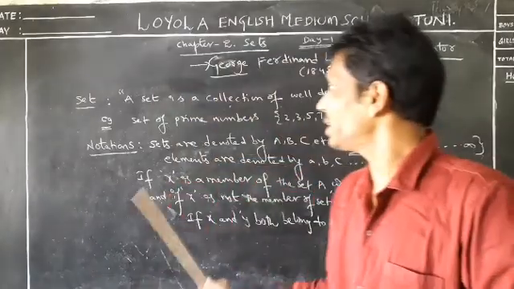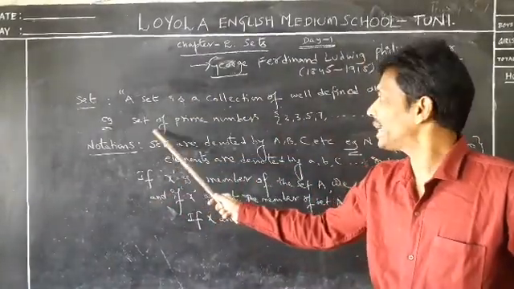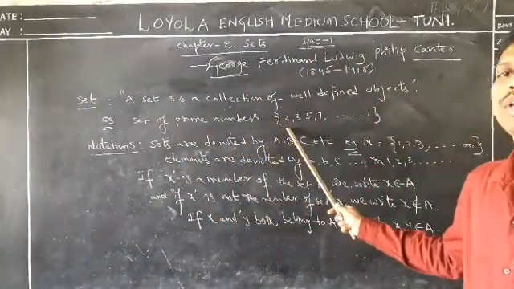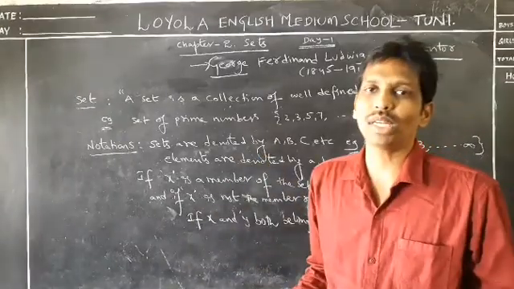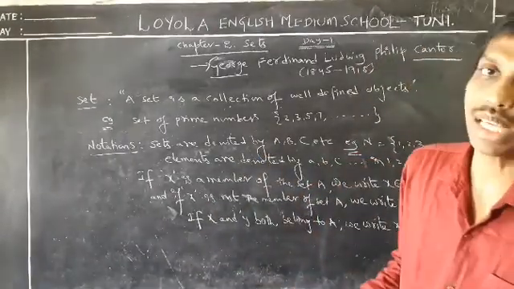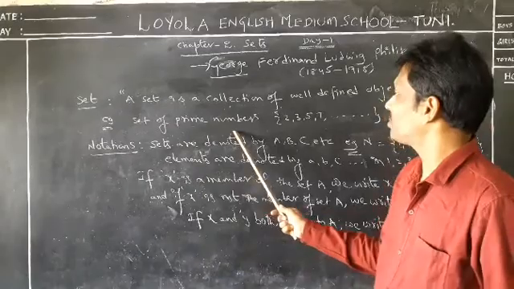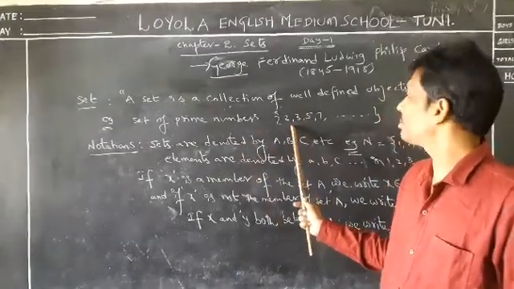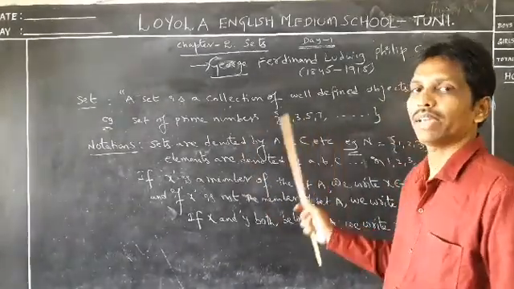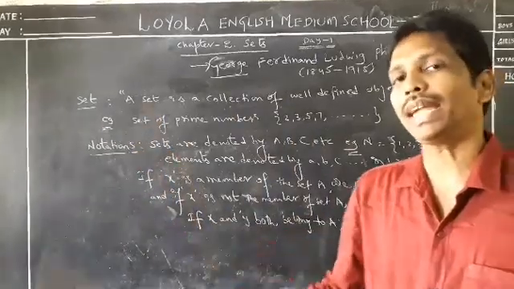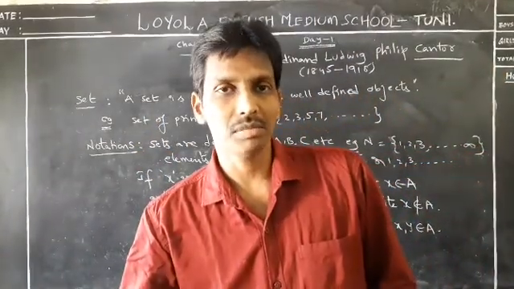Here we wrote one example also. Set of prime numbers. We know prime numbers. The numbers which have 1 and itself as the factors are known as prime numbers. The set of prime numbers we might represent by 2, 3, 5, 7, 11, 13, 17, 19 and so on. These are all the prime numbers.